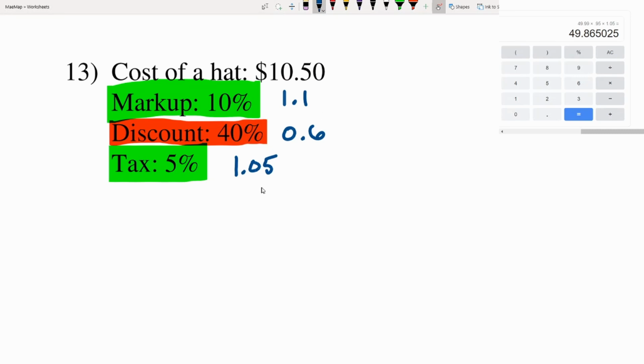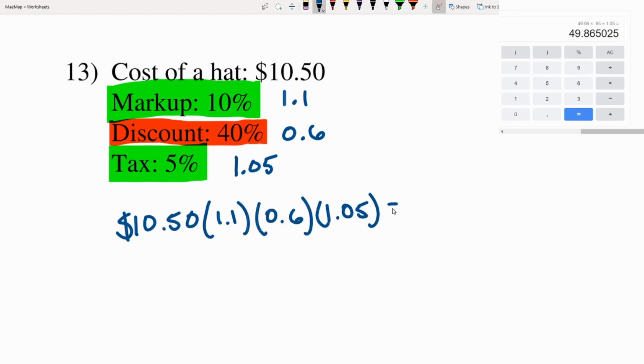So taking all three of those new numbers and multiplying it by $10.50, on the calculator, doing this out, 1050 times 1.1 times 0.6 times 1.05 gives us $7.28.